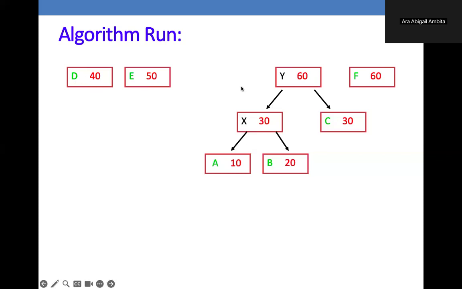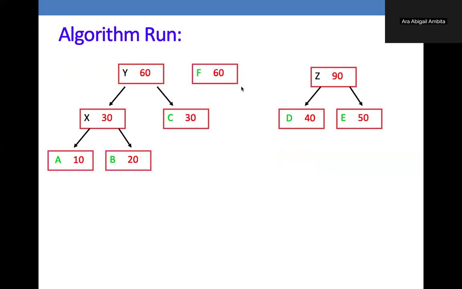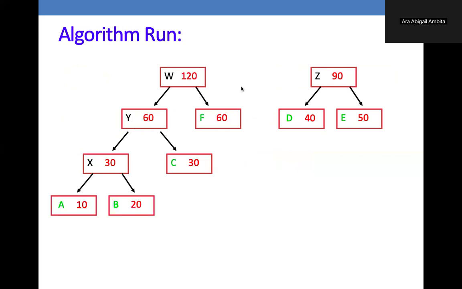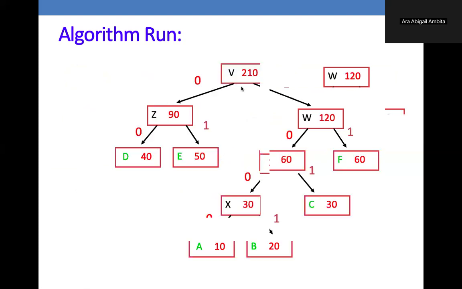And then we combine the two with the minimum frequencies again. So in this case, that's D and then E. So combine. Okay, so we have a new node here which has 90 frequency. Then sort again. So this is how it's gonna be sorted. And then two minimum frequencies would be Y and then F. So combine into one, then sort again, and then combine again.